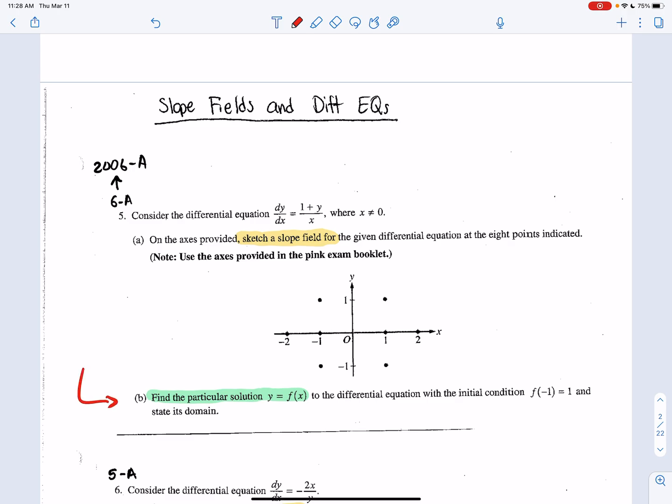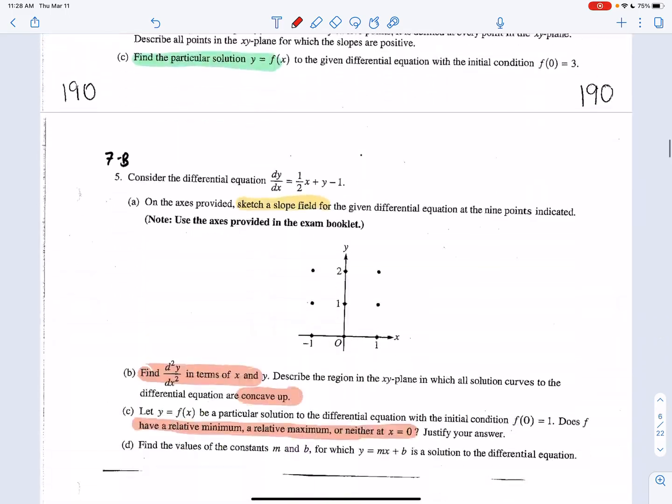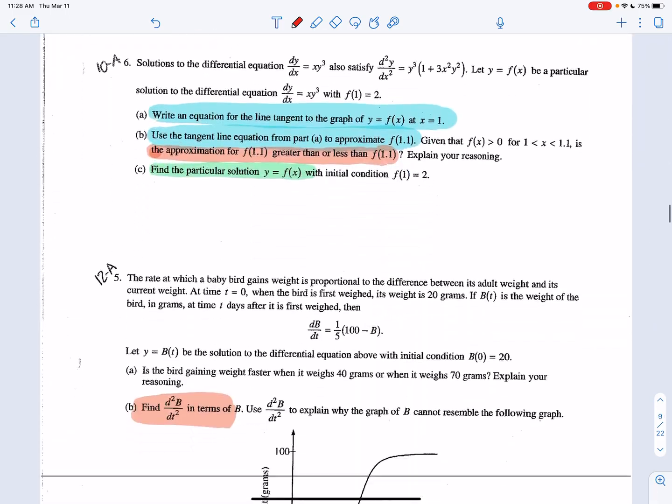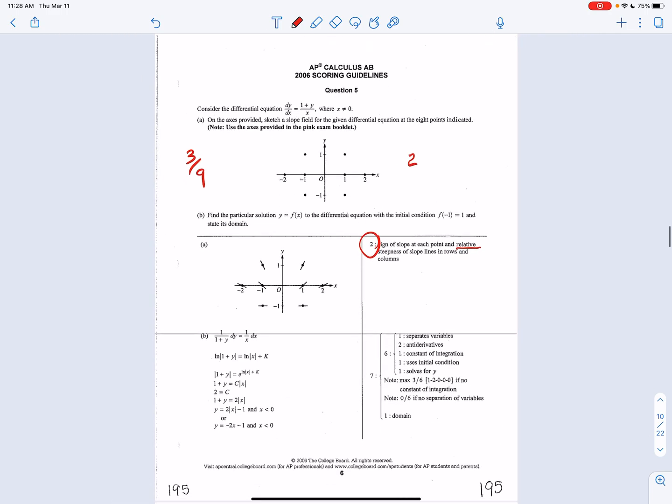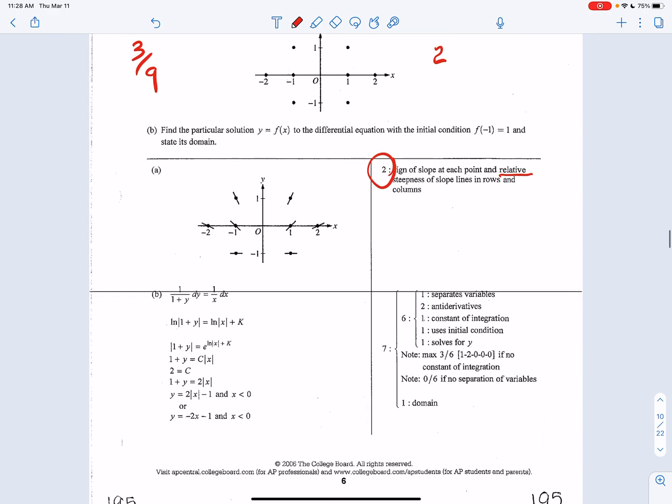Before we do that, I want you to go ahead and go to the scoring guidelines and actually look at it yourself, okay? If you take a look at the 2006 scoring guidelines, 7 points are allotted here out of the 9. That's a big chunk of your points, okay?